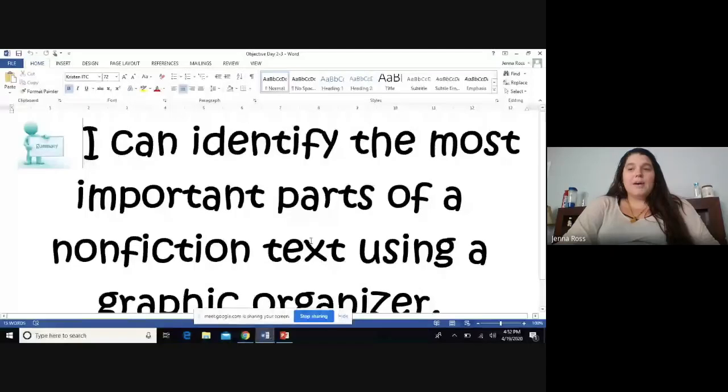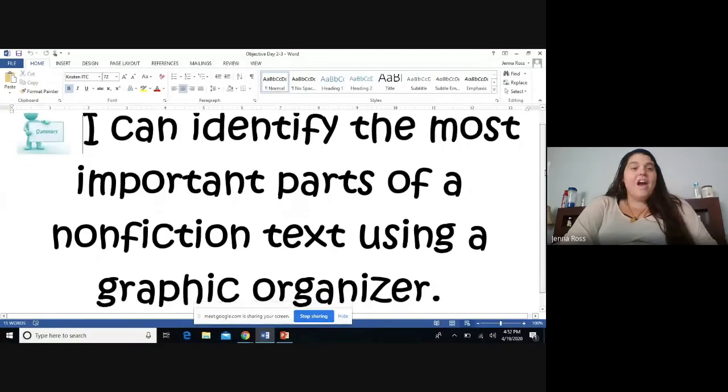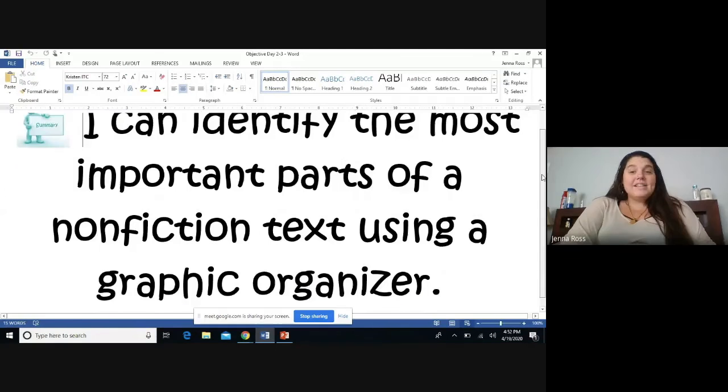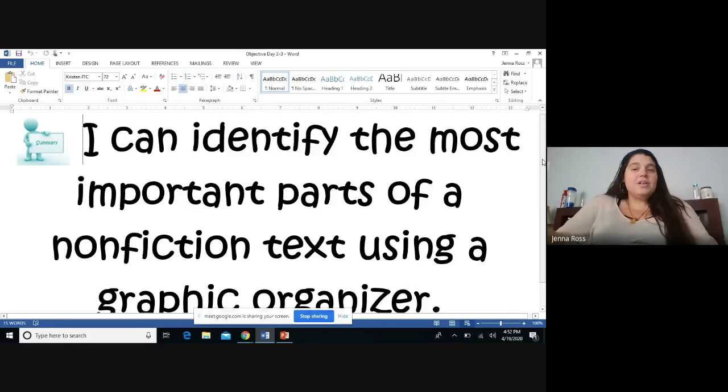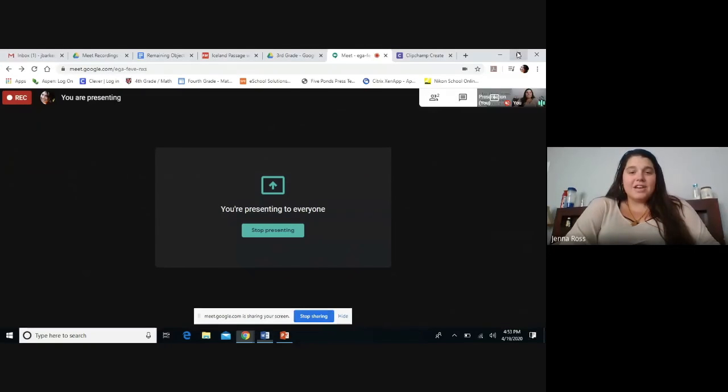So we are going to go back to our PowerPoint that we were talking about yesterday, and we're going to start working on picking out that most important information. So the first thing we want to talk about is our objective for today. Our objective is I can identify the most important parts of a nonfiction text using a graphic organizer. So we are going to be doing just that. We're going to be identifying the most important parts of a text. So let's get started.